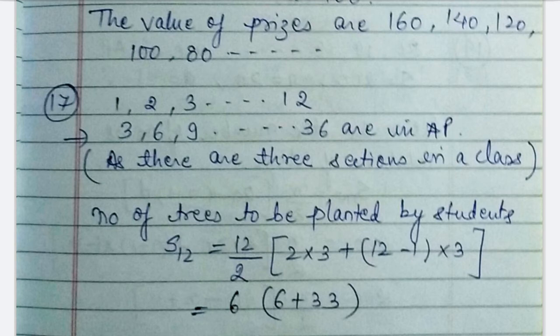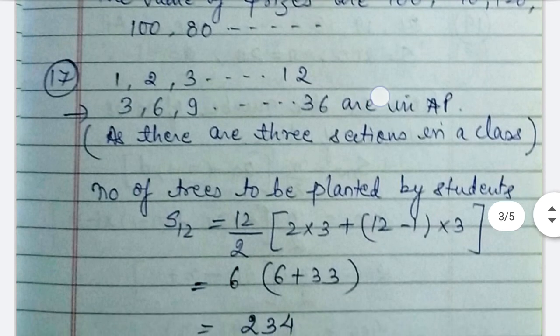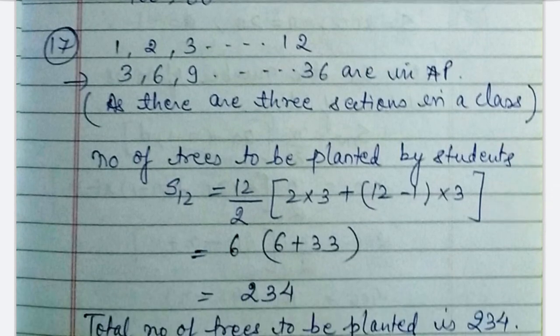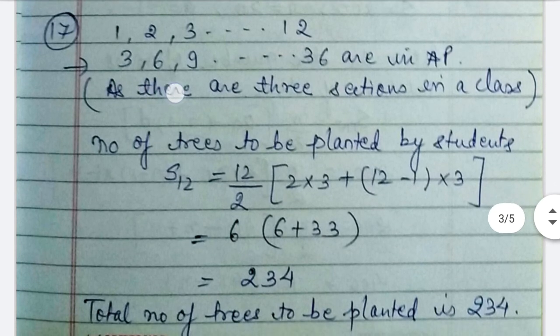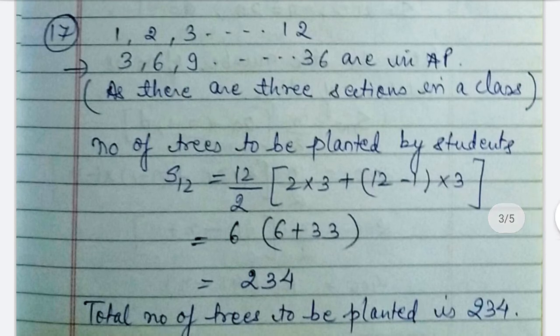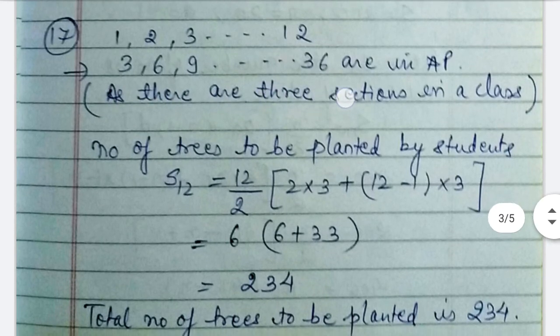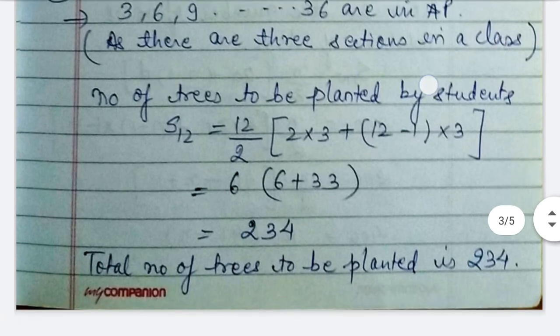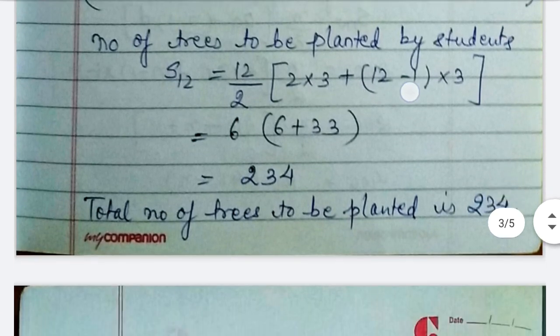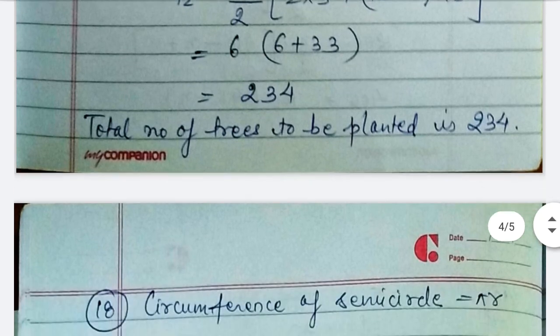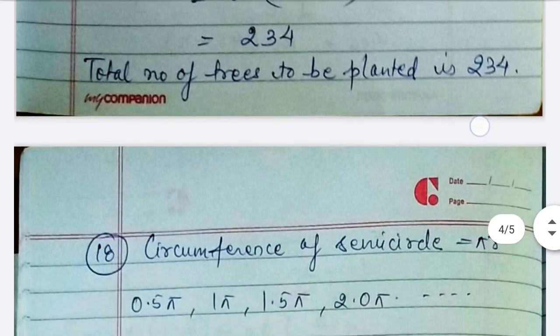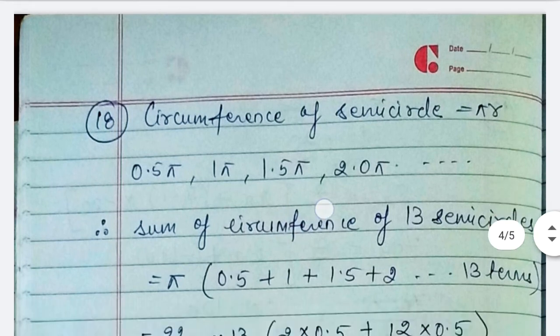Now we know that the classes will go from 1 up to 12. Class 1 has 3 sections, so they are planting 3 trees. Class 2 also has 3 sections, so 3 twos are 6. So the AP formed here is 3, 6, 9 up to 36, right? Now as there are 3 sections in each class, the number of trees to be planted by students is S12, that is 12 by 2, 2 into 3 plus 12 minus 1 into 3. Putting the values, we get the answer 234 trees. So the total number of trees to be planted is 234.